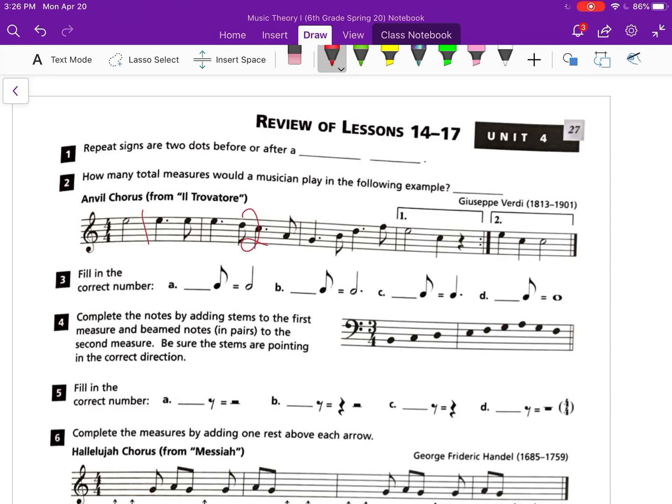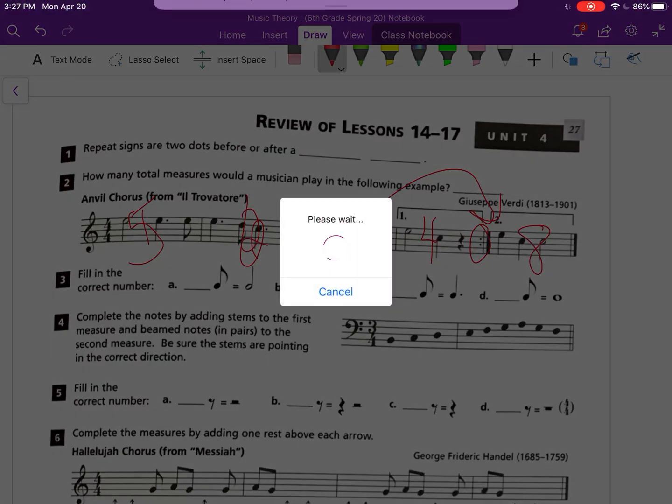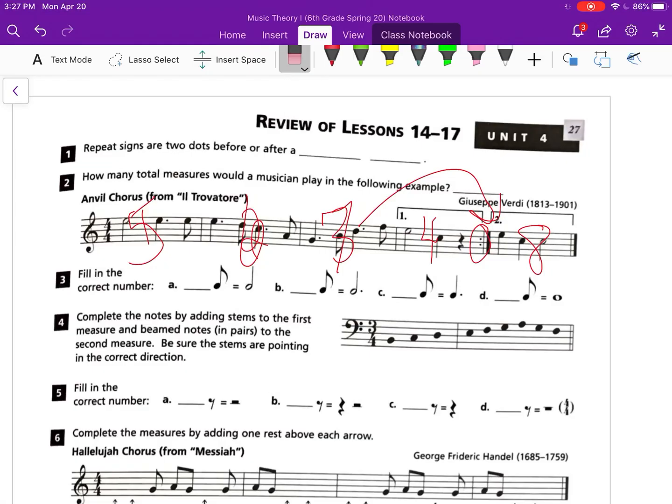So this is measure 1, measure 2, 3, 4. Now when I repeat, this becomes the 5th measure, the 6th measure, the 7th measure, and then I skip over to that, so it would be a total of 8 measures. Again, I gave you an answer, so if for some reason you get this wrong, I know you didn't watch the video. Giving you answers to help you.